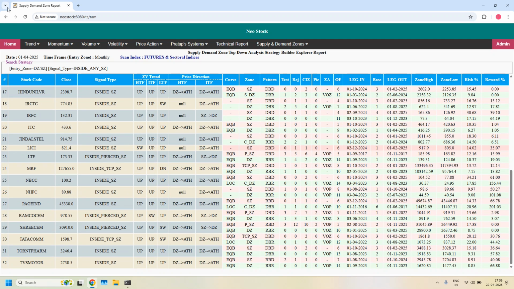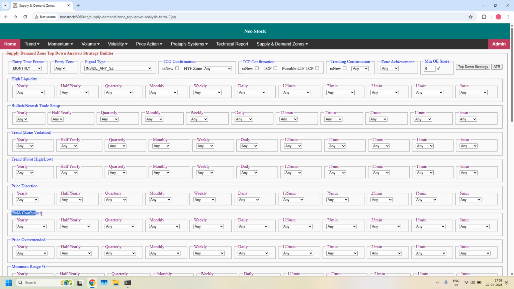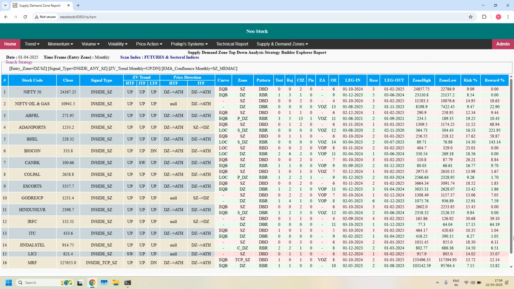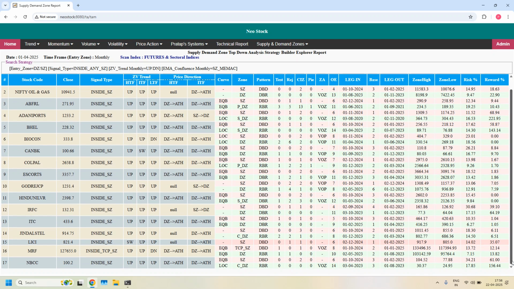Now we can filter based on monthly supply zones having monthly EMA Confluence. Now we got 17 stocks. First 16 stocks in the list. So NIFTY also has a monthly supply zone having monthly EMA Confluence. If I scroll the list down, total 17 stocks filtered. Okay, this is about monthly time frame.